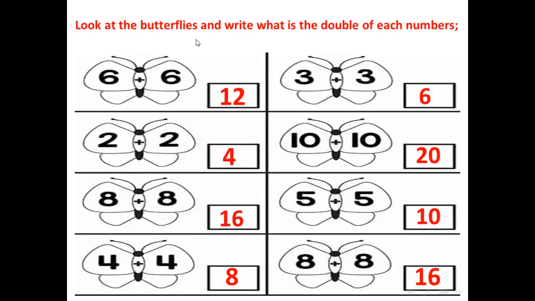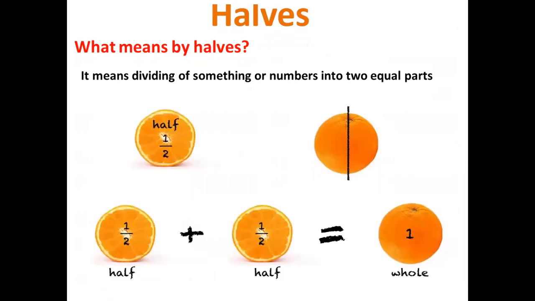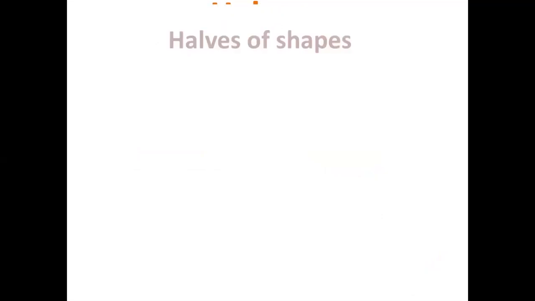Let's move to the next concept. Here we have halves. What does half mean? Half means to divide something into two equal parts, if it's a number or a shape. Again, it means to divide into two equal parts. Here, when it has an orange, he divided it into two equal parts. Each part is called half, okay?